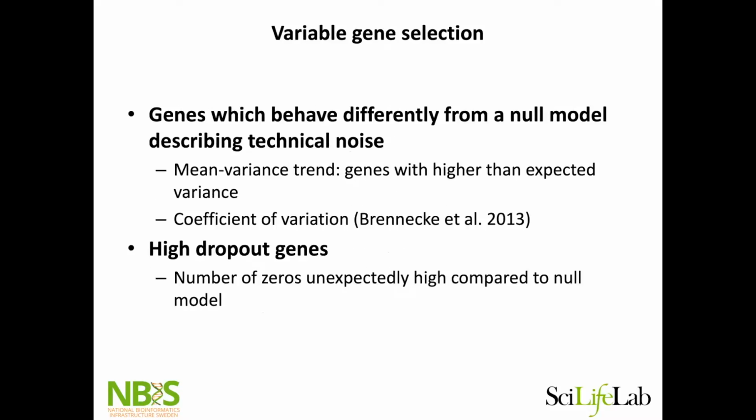So what are the variable genes? The whole idea is that we should have genes that have a mean variance higher than what we expect by random. And one common way is to calculate the coefficient of variation. Another way is to estimate high dropout genes.